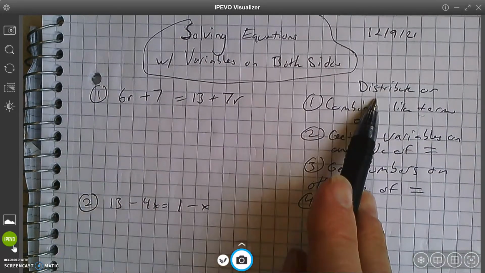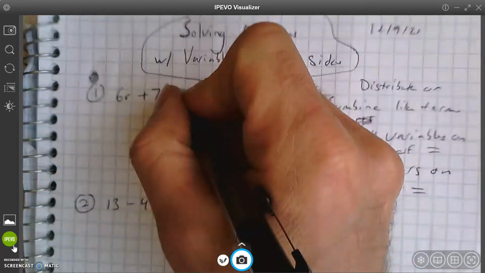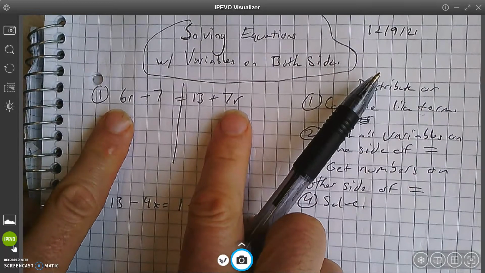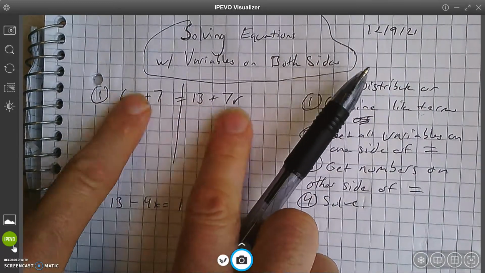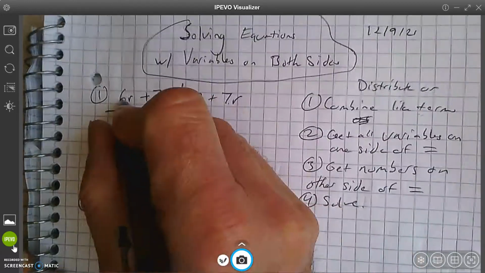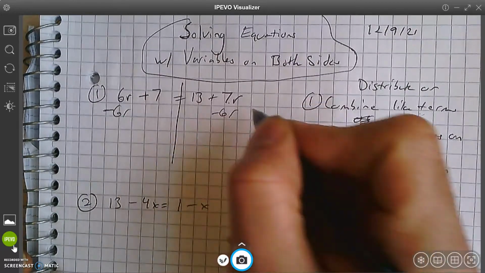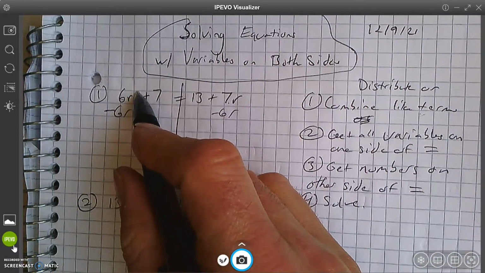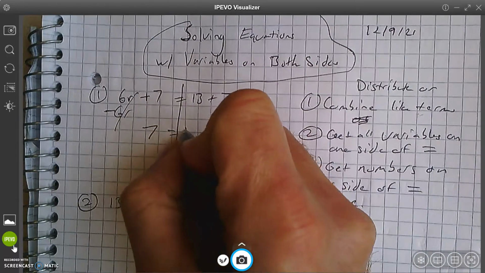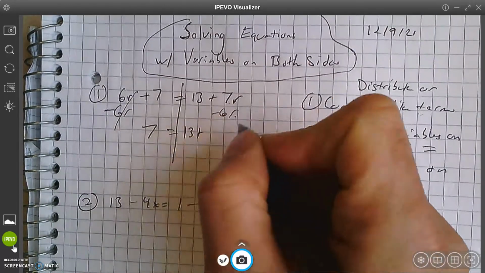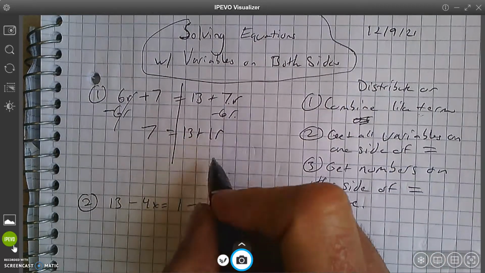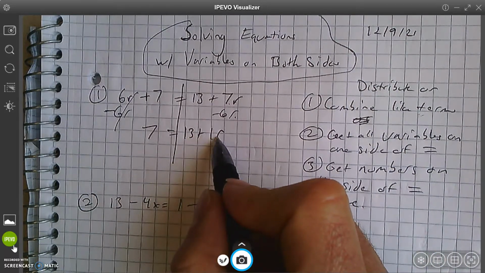I don't have that here, so I'm going to skip that step. Get all the variables on one side. I like to do the least variable because I have 4 terms. So I'm going to subtract 6r because 6r is less than 7r. So 6r minus 6r is 0. 7 is left. 13 is left. 7 minus 6r is 1r. Now I got the r there.